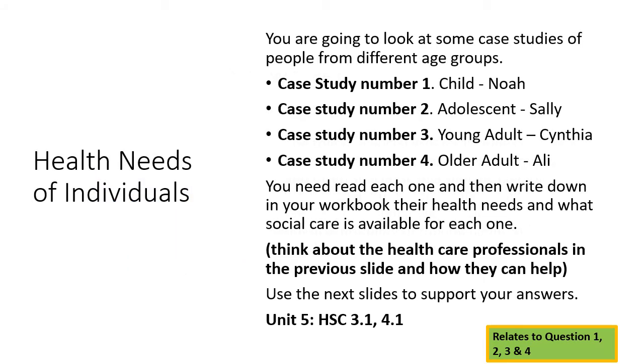So you've looked at the different roles of the healthcare professionals, and what you are going to do now is look at some case studies of people from different age groups. You're going to look at a child called Noah, an adolescent called Sally, a young adult called Cynthia, and an older adult called Ali. Now you need to read each one and then write down in your workbook their health needs and what social care is available for each one.